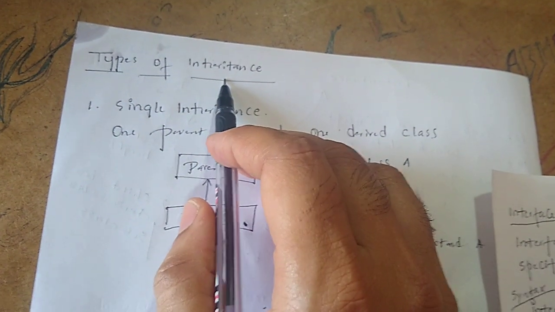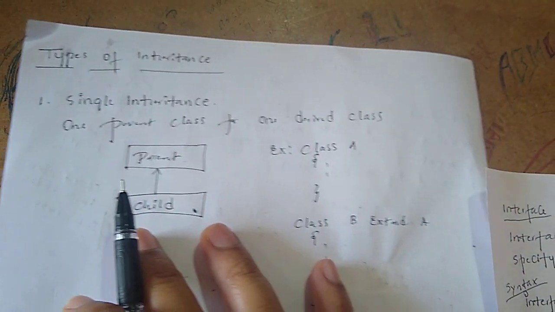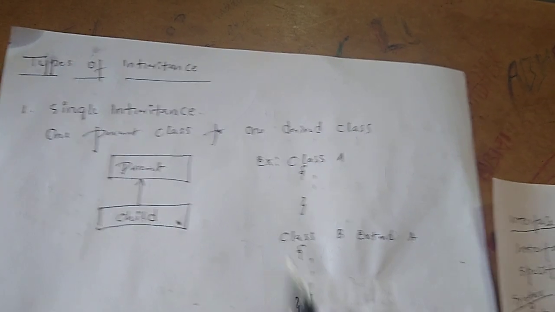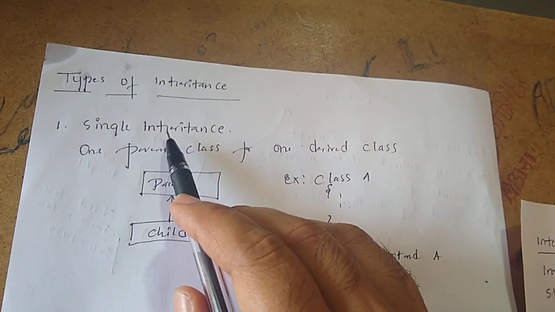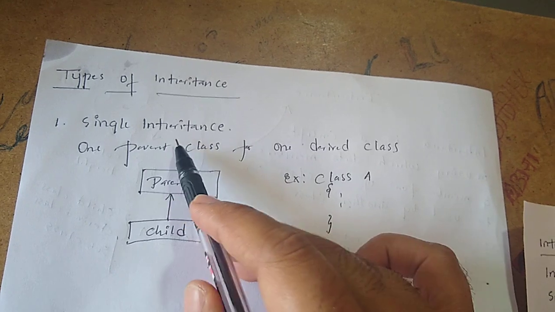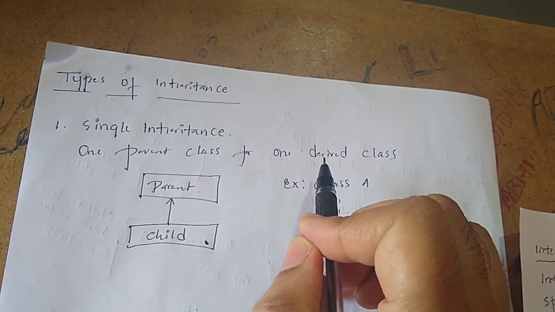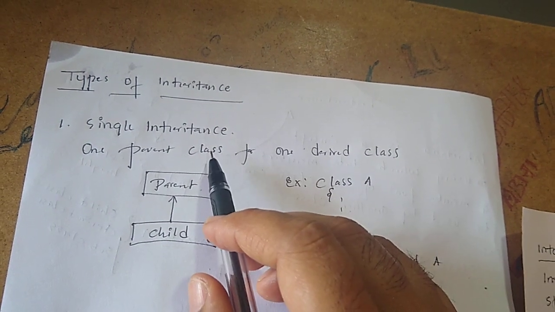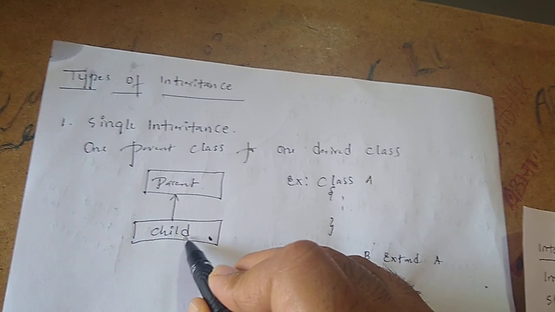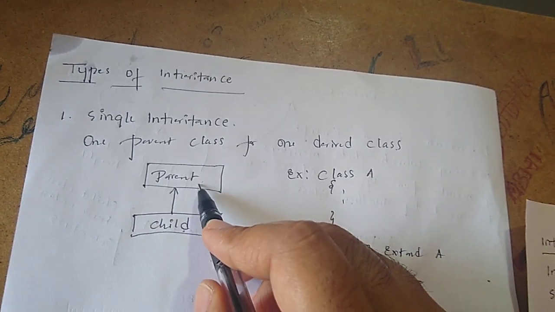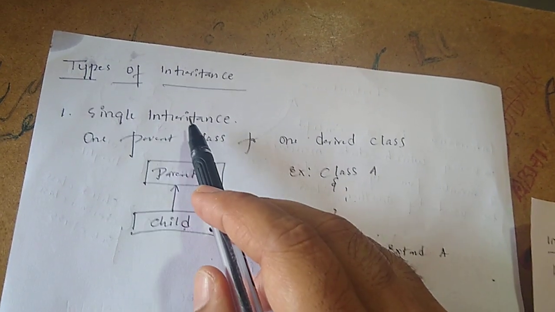In most of the object-oriented programming languages, we have four types of inheritance. The first one is single inheritance. The meaning of single inheritance is that a derived class is going to have a single parent class. Now this is the child class, and for that there is a single parent class. Such a type of inheritance is called single inheritance.